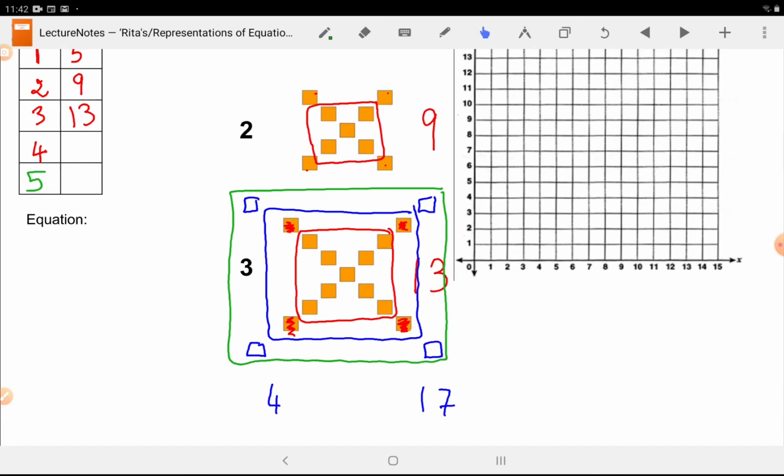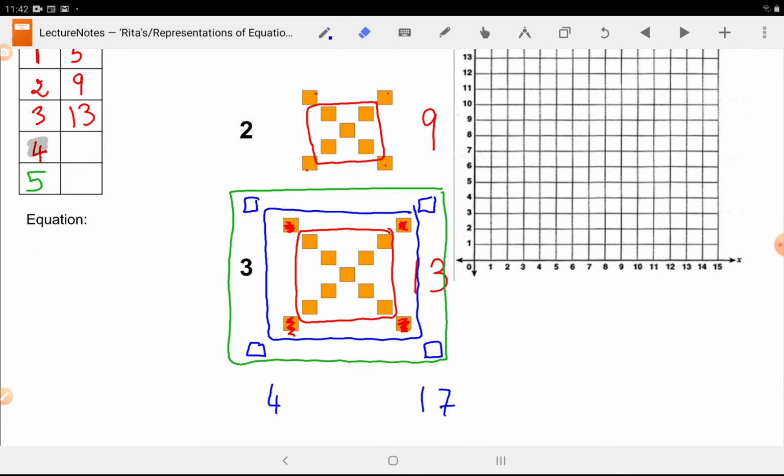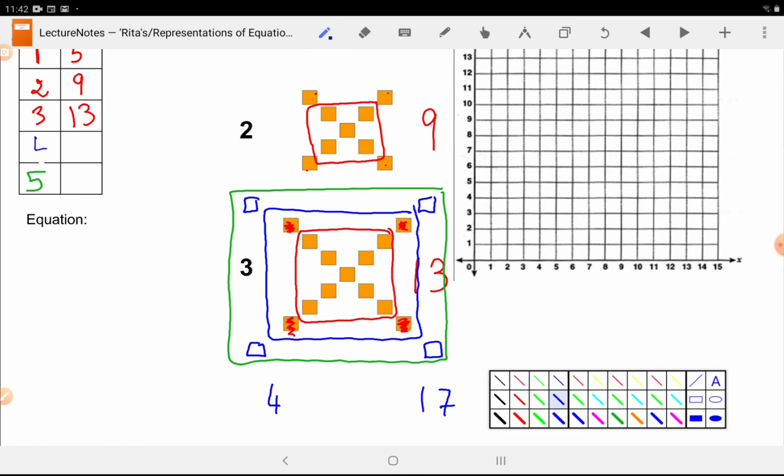Now let me first write this down, because we had it in blue for figure number 4. So let me erase this and write 4. We came up with 17 squares. So now for figure number 5, I'm assuming you did the same. You added 4 to 17, and that's going to be 21.